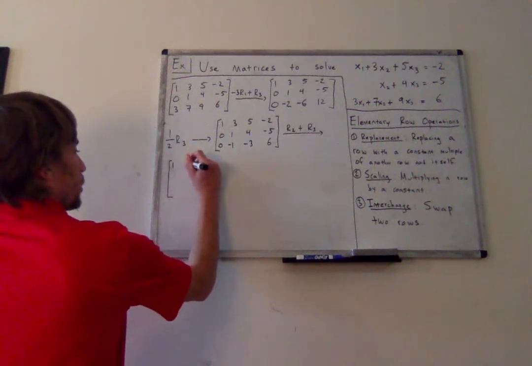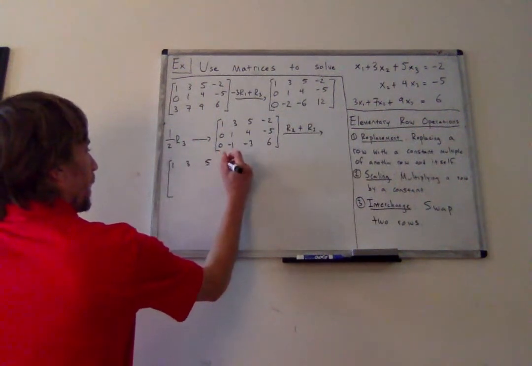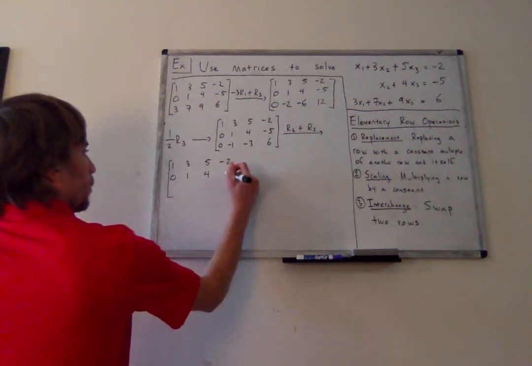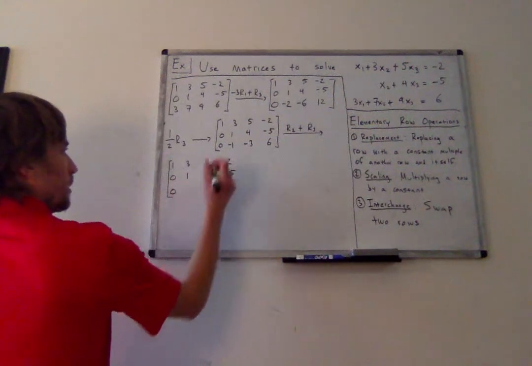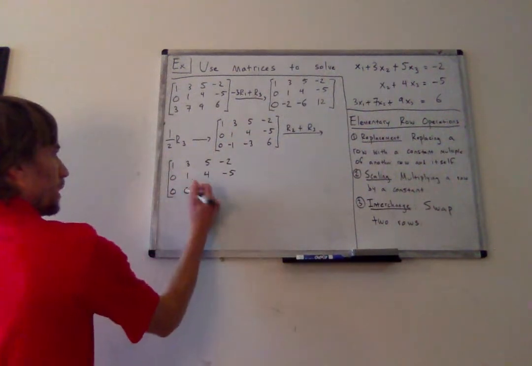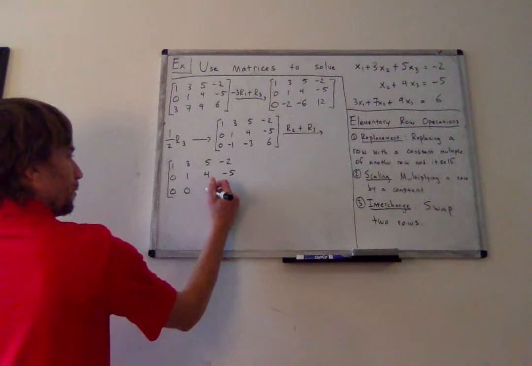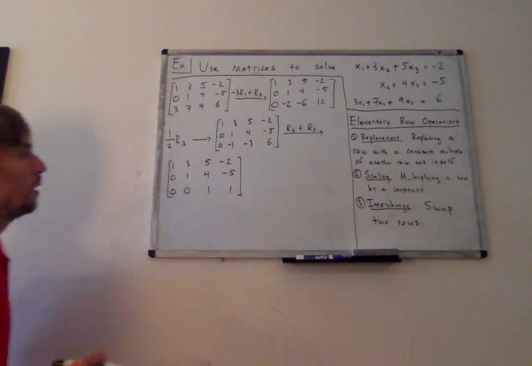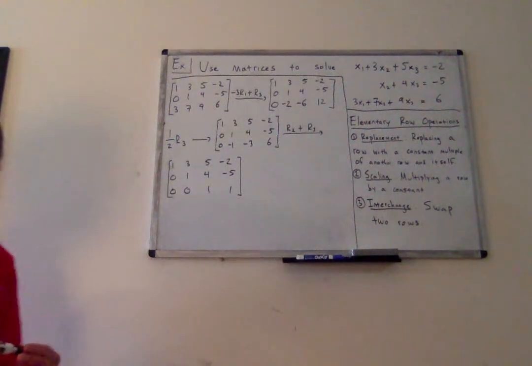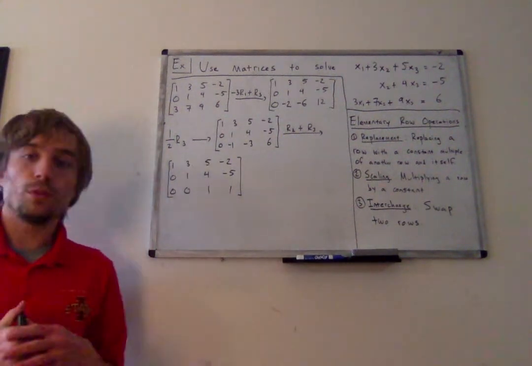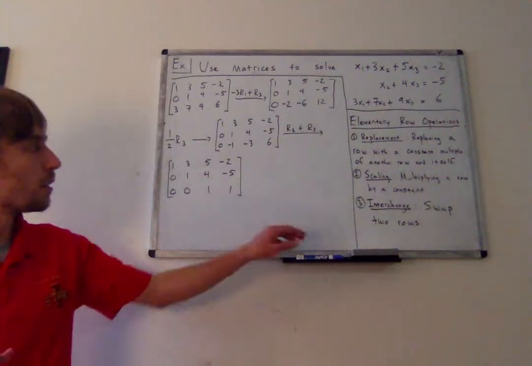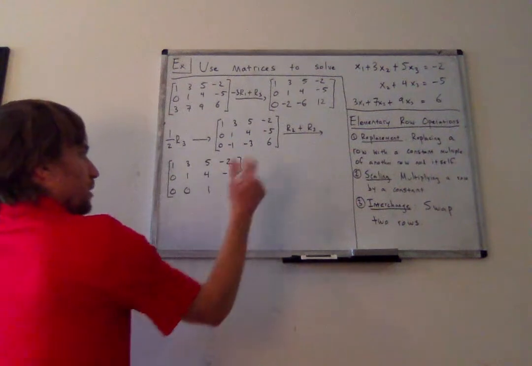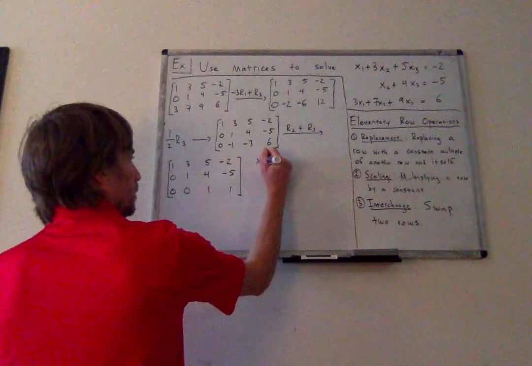And so that gives me the matrix 1, 3, 5, -2, 0, 1, 4, -5, 0, 1 plus 1 is 0, 4 plus negative 3 is 1, and negative 5 plus 6 is 1. All right, and so now we are at a point where finding the solution to this system of equations is going to be much easier for us. So why is that? Well, let's write out the system of equations that corresponds to this augmented matrix.